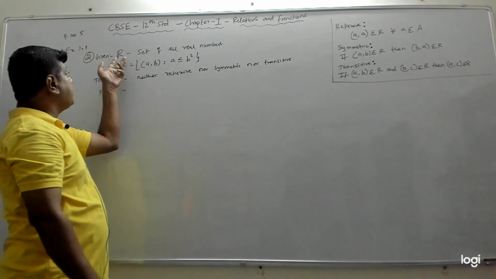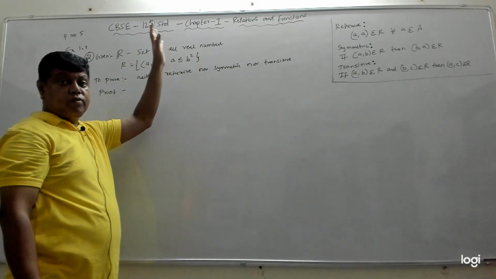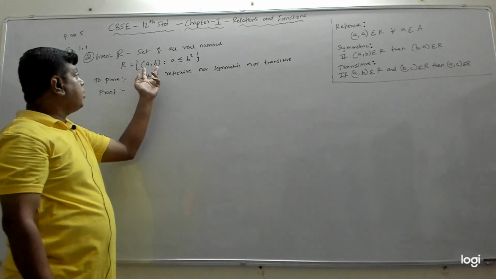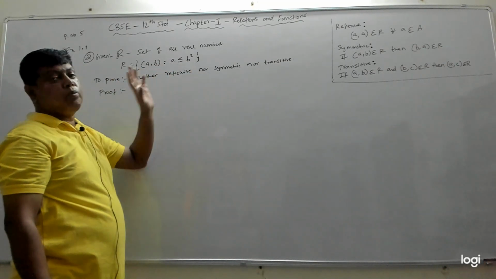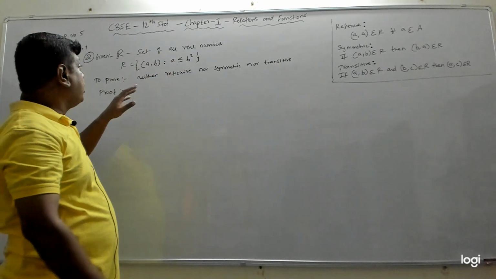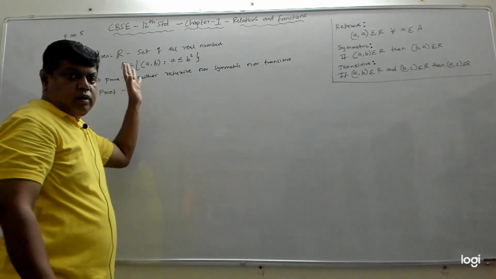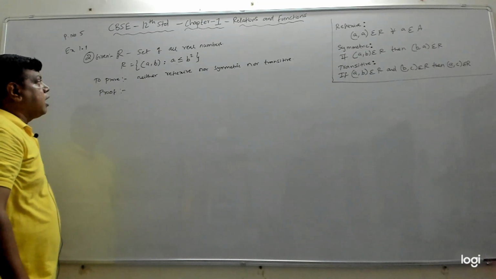Now the given set R is the set of all real numbers, an infinite set. And your R equal to the set of all A comma B such that A is less than or equal to B square will also be an infinite set. So we cannot write R in roster form. We can't list the elements of the relation R.